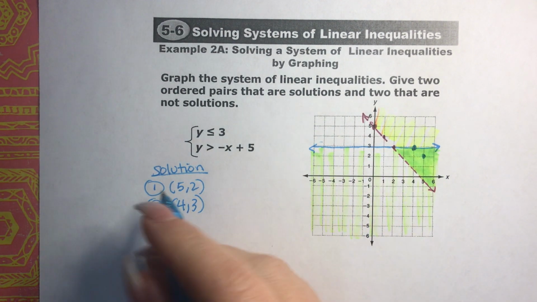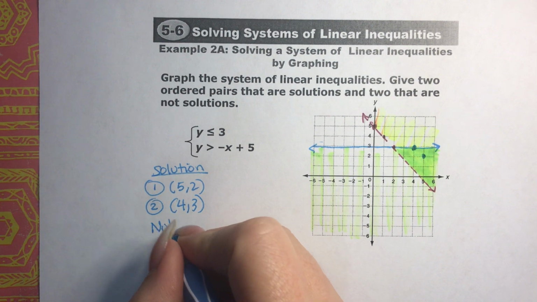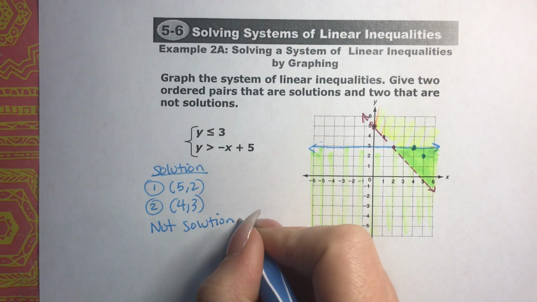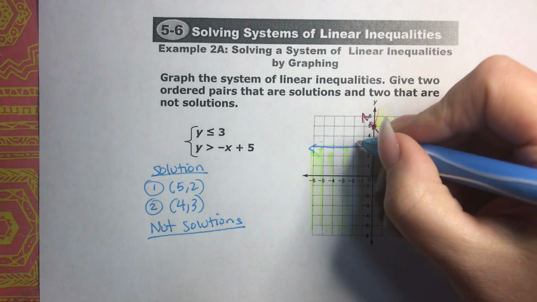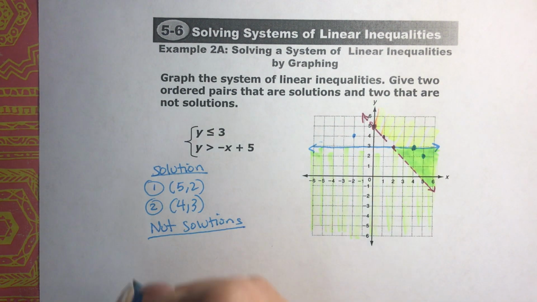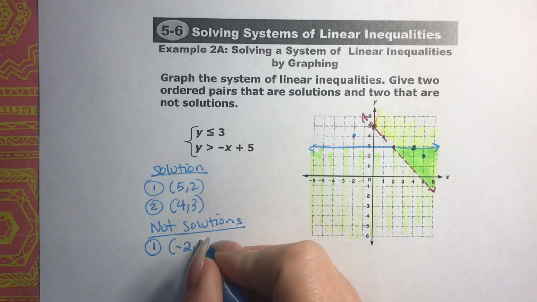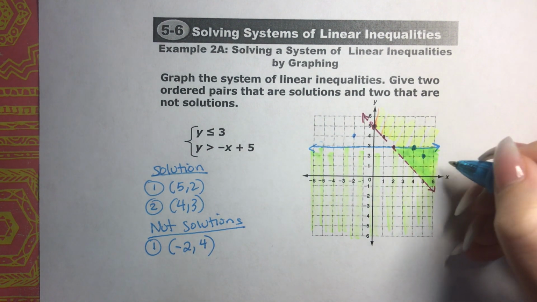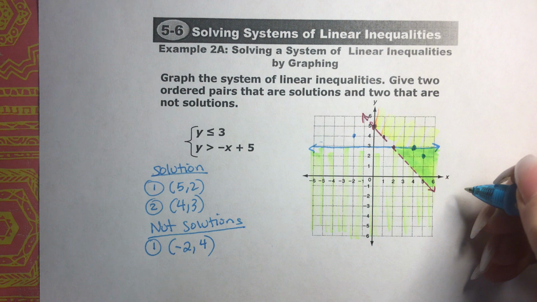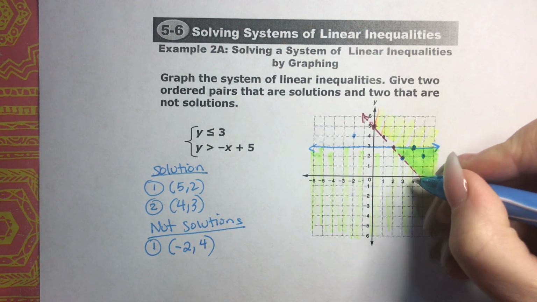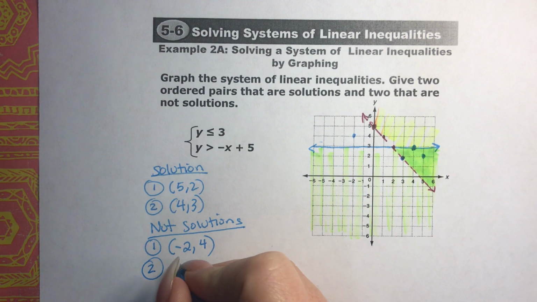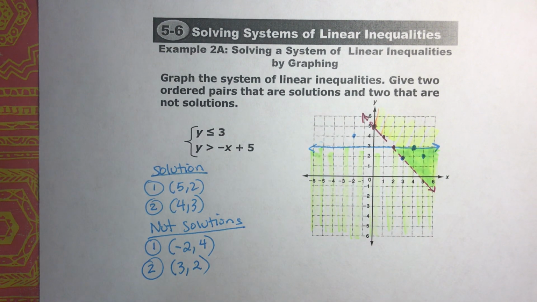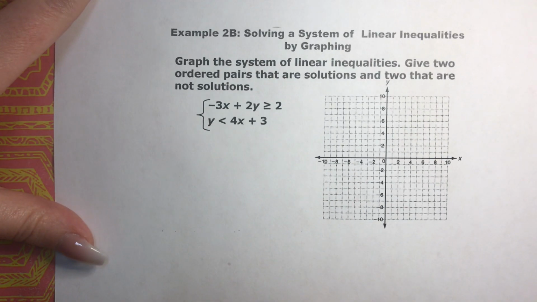However, we also need to give some that are not solutions. There are so many. It's just anything in this region here. How about one of the obvious ones, like this, (-2, 4)? That is not a solution. But how about something that's not as obvious, like this one right here? This is (3, 2). It's right on that dashed line, and if it's on that dashed line, it's not a solution. So (3, 2) would be not a solution. All right, perfect. Let's look at the next example.